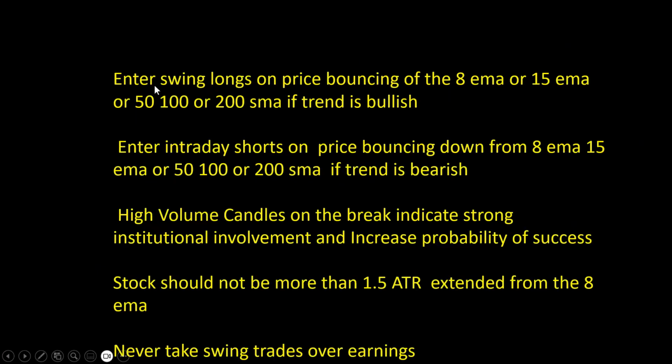Now, entering swing longs on a price bouncing off the 8 or the 15 EMA. These are for longs, or the 50, 100, or 200. If you're in a bullish trend, enter, again, bouncing off the 8, the 15, the 50, the 100, or the 200. Enter a short trade if the price is bouncing down from the 8, the 15, the 50, the 100, or the 200. Same thing. It's just they go up and touch them and move back down again. High volume candles on the break indicate strong institutional involvement, increase the probability of success, as they always do.